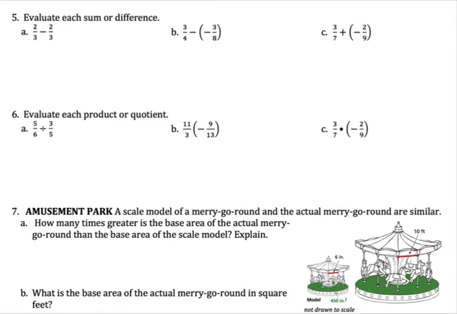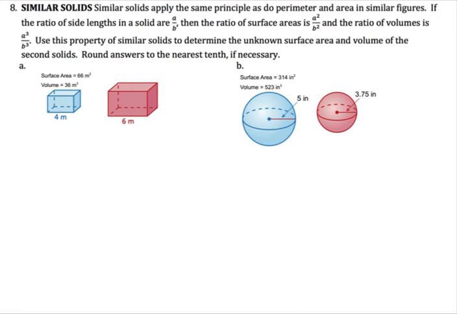That's a good review. Number 7, we've got an amusement park and we've got a scale model of a merry-go-round. So actually, I think that's called a carousel. But anyway, you're trying to find the scale of the base area and then use that to answer a question. And then number 8 is to extend your knowledge into the third dimension.